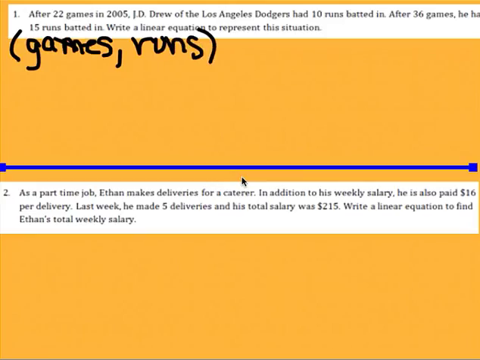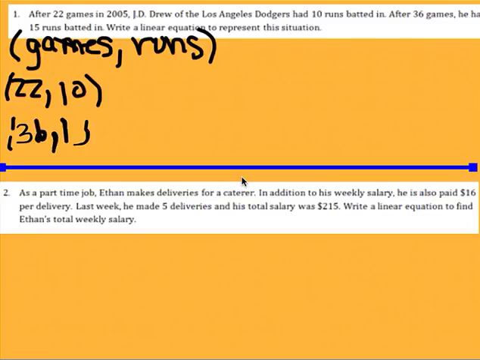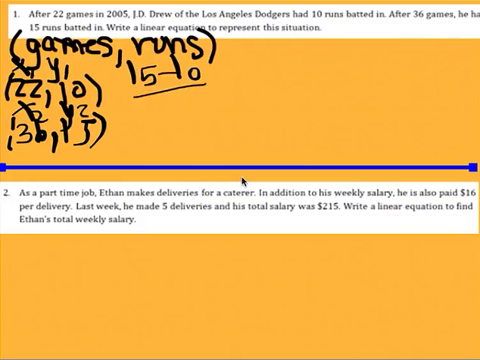So it says after 22 games, he had 10 runs batted in. Okay, then after 36 games, he had 15 runs batted in. So what we're going to do now is calculate the slope between those two. So I have x1, y1, x2, y2. Okay, so I have y2 minus y1 over x2 minus x1. So 15 minus 10 is going to give me 5. 36 minus 22 is going to give me 14.